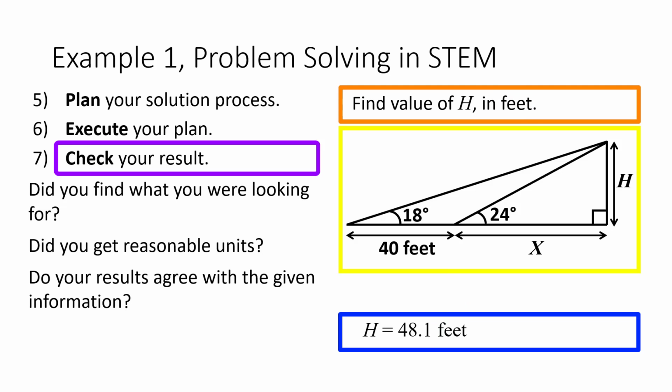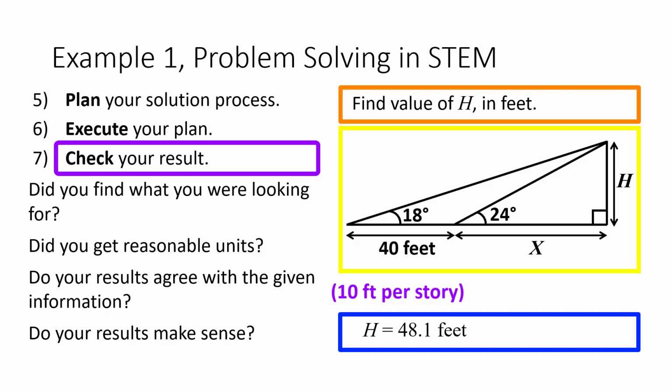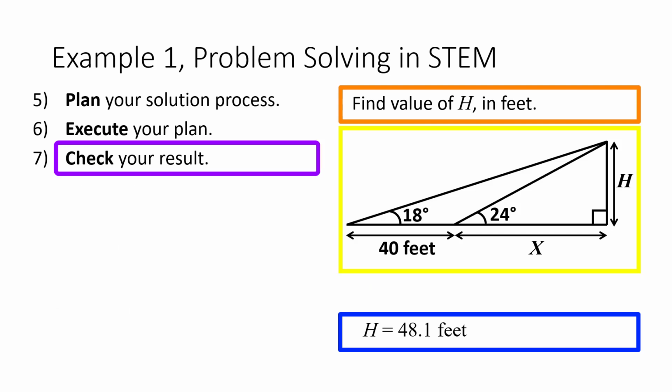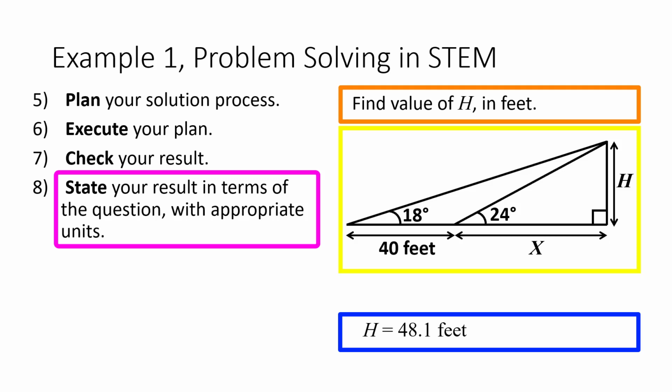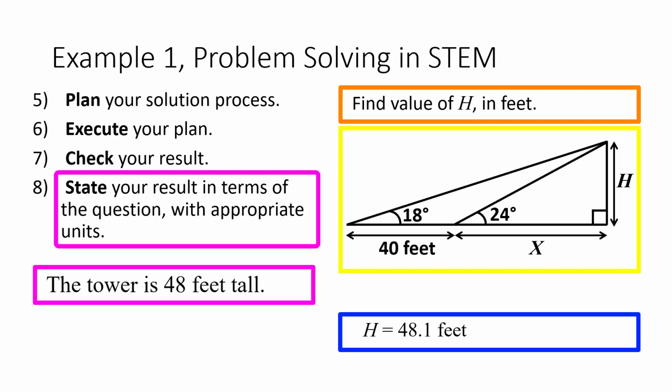Is our value of h about the right size to be reasonable here? If we estimate the height of a building at 10 feet per story, then this tower is about 5 stories tall. That's reasonable. Finally, we state the result in terms of the question. We were asked how tall the tower is, so that's the question we answer. We had two significant figures on our given information, so we round our result to two significant figures and say that the tower is 48 feet tall.